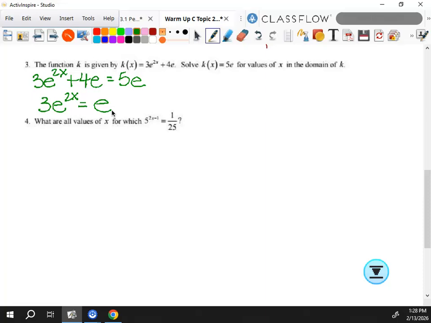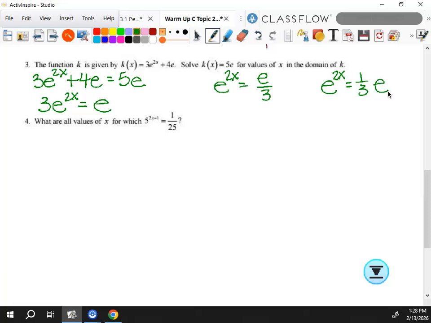Then I'm going to divide. And there's two different ways to divide that. And I'm actually going to work it both ways. I can either end up with e to the 2x equals e over 3, which is totally fine, or e to the 2x equals 1/3 e. Do you agree that those are the same thing?